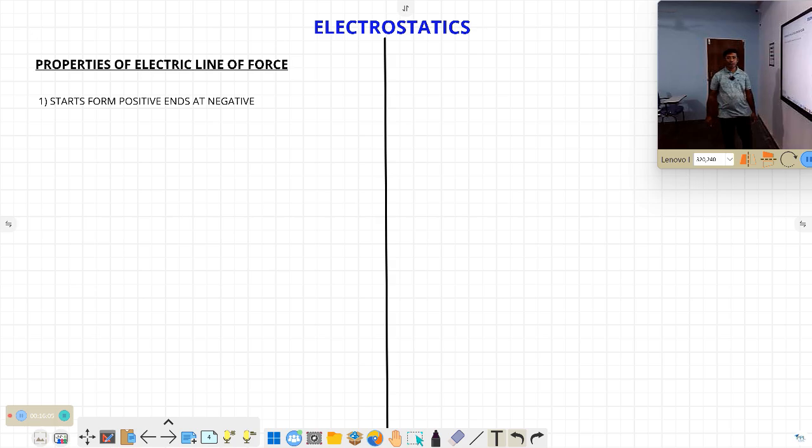Properties of electric lines of force. First, the electric line starts from positive and ends at negative. That means I take one positive charge here, plus Q, and one negative charge here, minus Q.